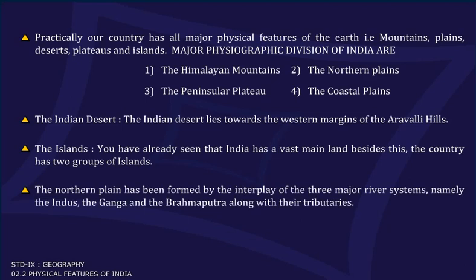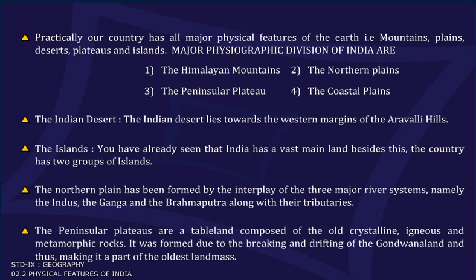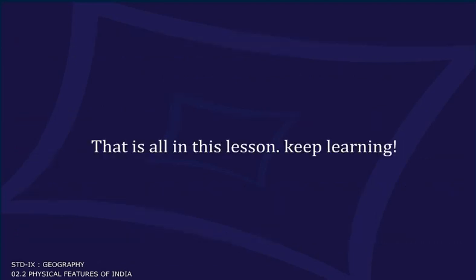The northern plain has been formed by the interplay of the three major river systems, namely the Indus, the Ganga and the Brahmaputra, along with their tributaries. The peninsular plateau is a tableland composed of old crystalline, igneous and metamorphic rocks. It was formed due to the breaking and drifting of Gondwana land, thus making it a part of the oldest landmass. That is all in this lesson.